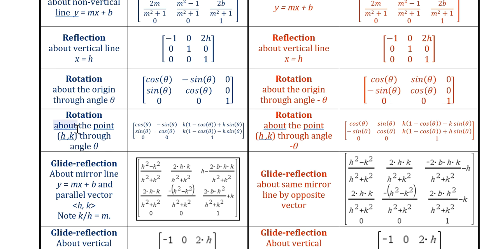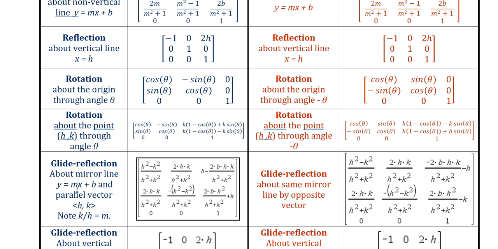Now this one's a little more complicated. Rotation about the point (h, k) through the angle theta turned out to have this form. Its inverse is a rotation about the point through an angle minus theta. So again, we replace all the thetas by minus theta and simplify, and we can get this.